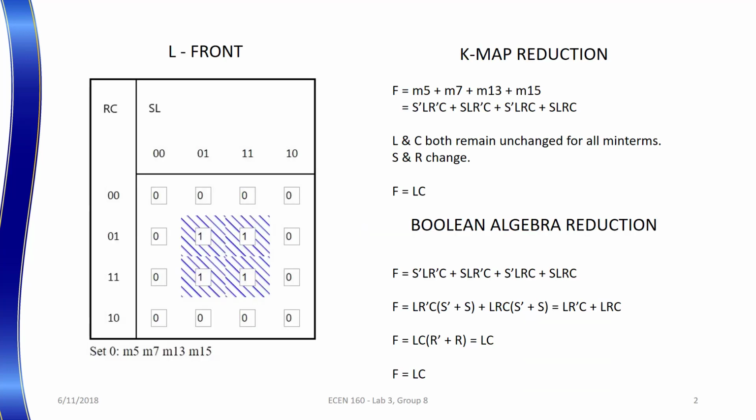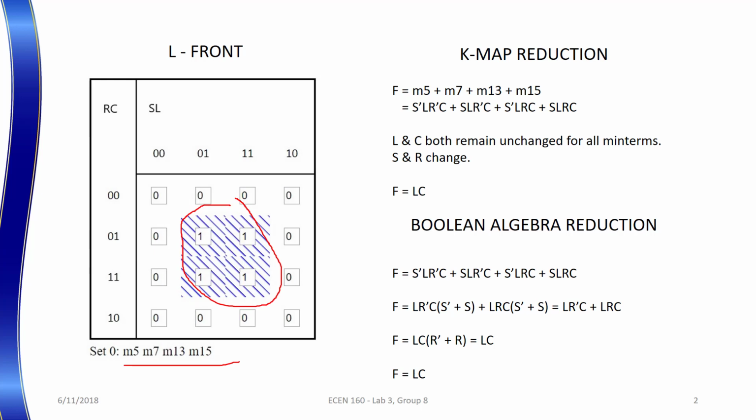First, we'll take a look at parts 1 through 3 of the lab, which are creating our K-maps, doing our K-map reduction, and doing a Boolean reduction or Boolean minimization to verify that result from our K-map. We'll start with the left front output, and we can see here that we only have one prime implicant with 4 minterms, so this leads to a fairly simple reduction.